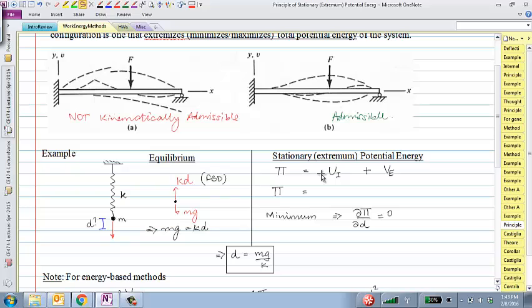Okay, so in this case, we are saying that the total potential energy pi is equal to the internal energy stored in the structure plus the potential due to external forces. So this is not just the work done, this is the change in potential due to external forces. So let me see if I can explain that a little bit. First, let me talk about internal energy. If I have a spring, if I give it a displacement d, what is the internal energy stored in that spring?